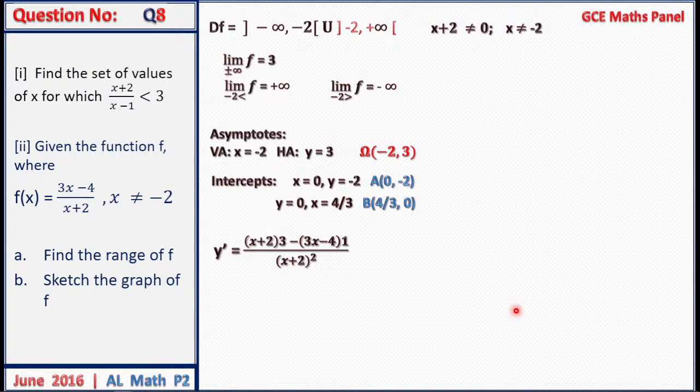Now the gradient function, or the derivative, y prime, will be equal to the bottom constant, that is x plus 2, times the derivative of the top, which is 3, minus the top constant, 3x minus 4, times the derivative of the bottom, which is 1. All that over the bottom squared, x plus 2 all squared. So when we simplify, we'll have 10 over x plus 2 all squared, and this is strictly greater than 0. This means that this function is increasing. How do I know that it's strictly greater than 0? The numerator is positive and the denominator is x plus 2 squared, which is always a positive number.